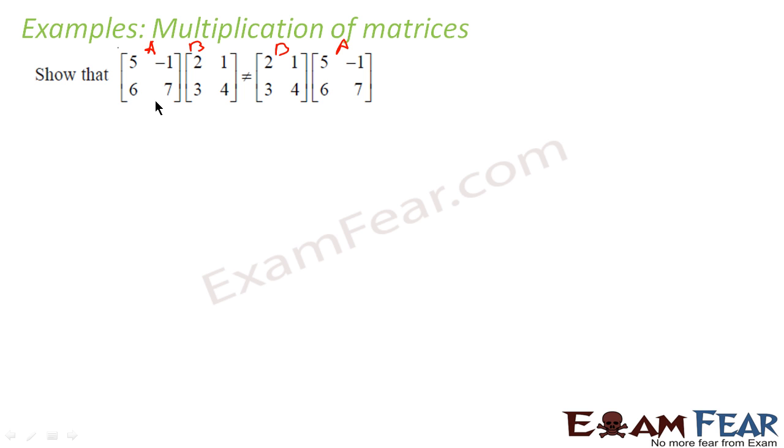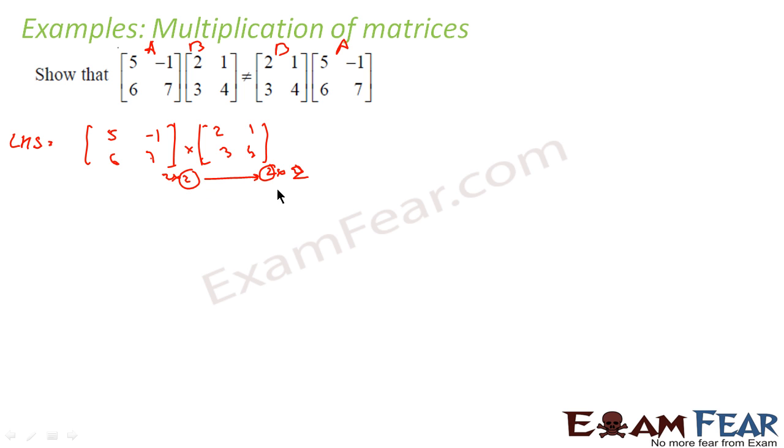So let's find the LHS. LHS is nothing but A cross B. That is 5, minus 1, 6, 7, and 2, 1, 3, 4. The first thing we have to check is whether multiplication is possible or not. This is 2 cross 2. This is also 2 cross 2. 2 horizontal, 2 vertical. So if you see the tail of this and the head of this match, yes, multiplication is possible. The final output will be 2 cross 2 only, of this form: C11, C12, C21, C22. Correct?